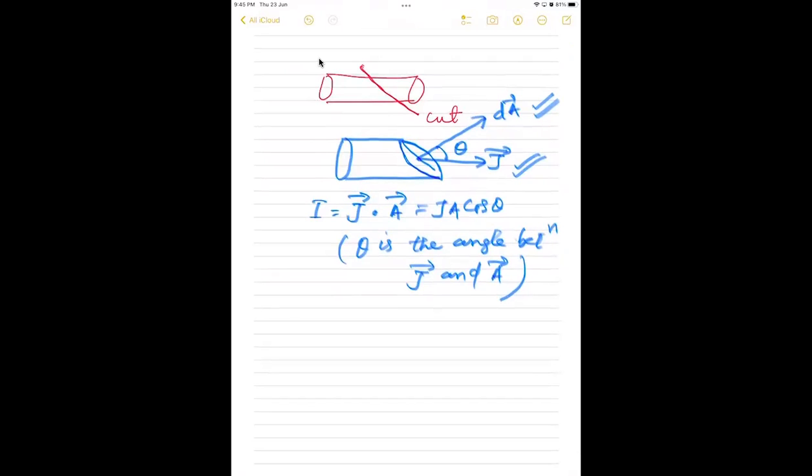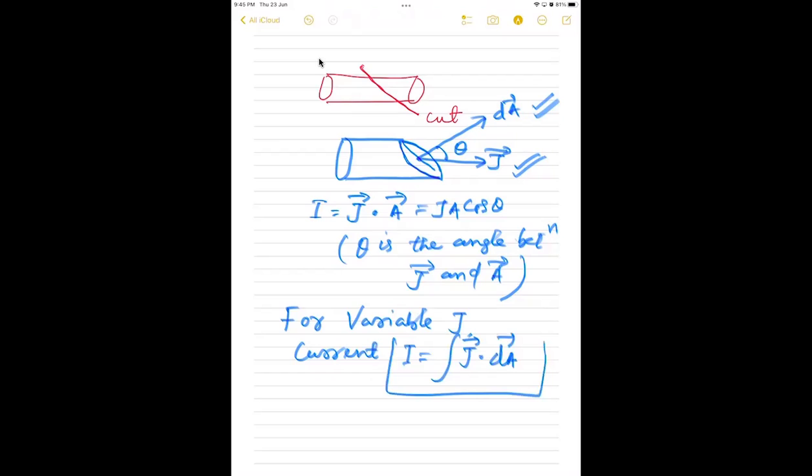Keep in mind these things, they will come up in some places. For variable J, where the current density is not uniform, current I is equal to the integration of J dot dA. It depends on area and varies like that. So this is all about current density.